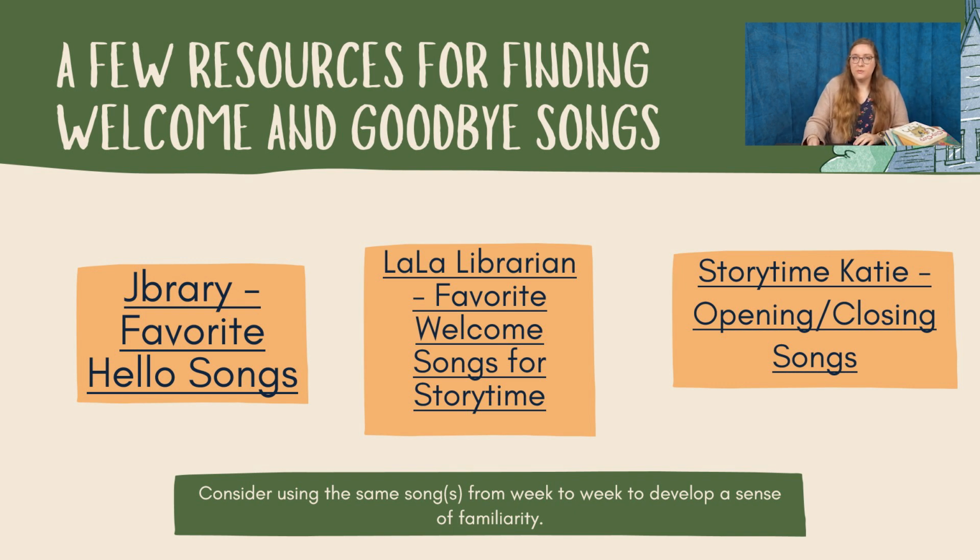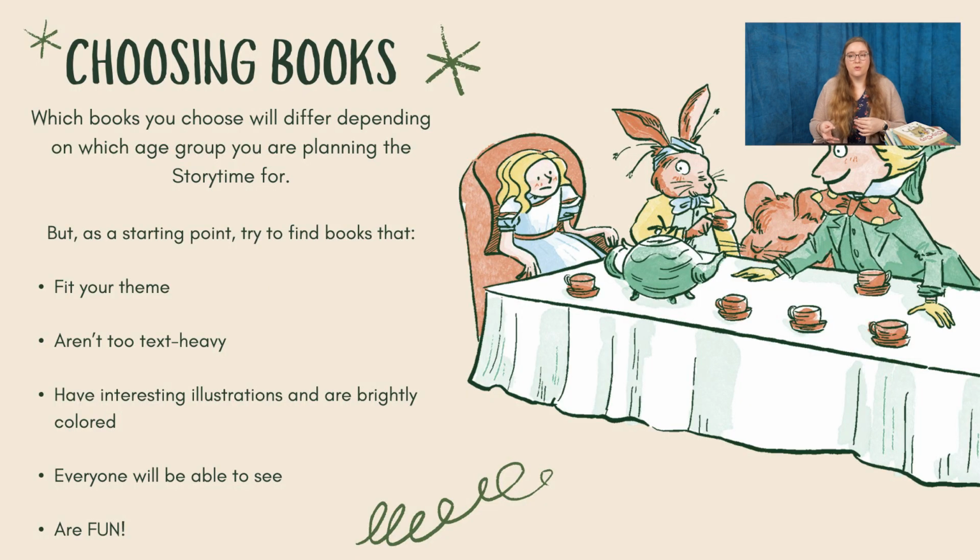So when you're choosing books, which books you choose will differ depending on what age group you're planning your story time for. I'll delve more into specifics in our December 4-part webinar series on planning age-appropriate story times. But for now, here are a few of the key things that you can keep in mind. Try to find books that fit your theme if they're available, but it's okay if not every book is perfectly on theme, especially for infant toddler story times. There may not be as many books that are appropriate for them as there would be for a preschool story time. And we'll talk more about what I mean by that in just a minute.